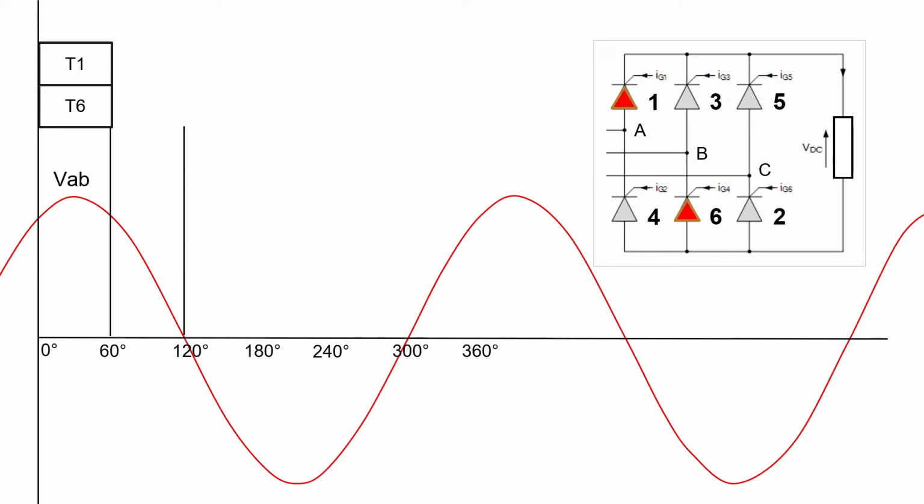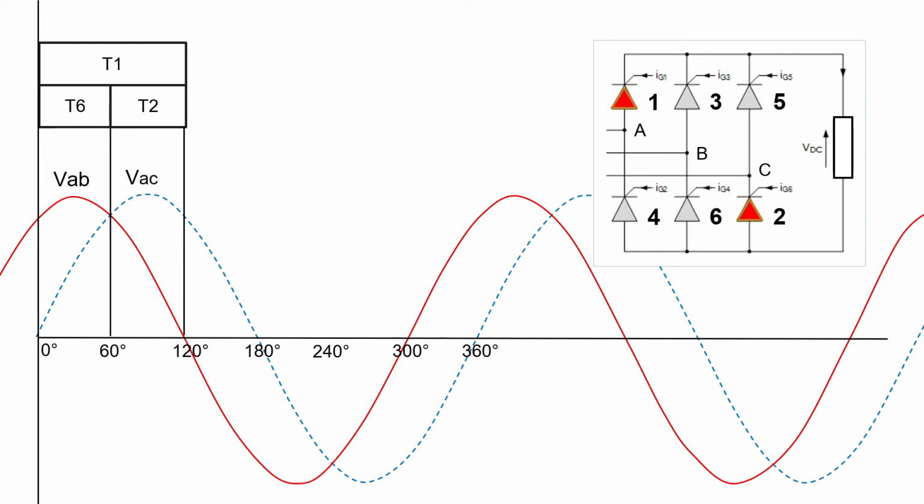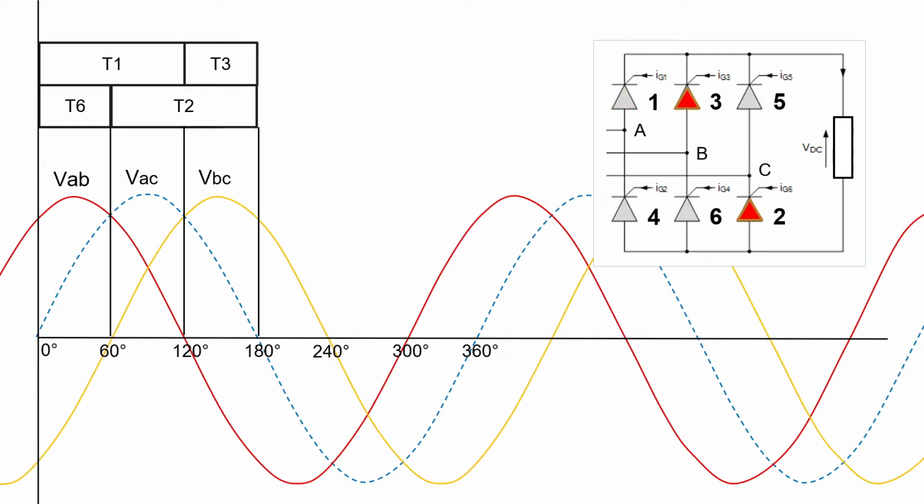For the next interval of 60 to 120 degrees, T1 is kept on and T6 is commutated to T2. So the output voltage for thyristors 1 and 2 is VAC. For the next interval 120 to 180 degrees, T2 is kept the same and T3 is switched on, and the output voltage is VBC. For the next interval 180 to 240 degrees, T3 is kept the same and T4 is brought in. Output voltage is VBA.